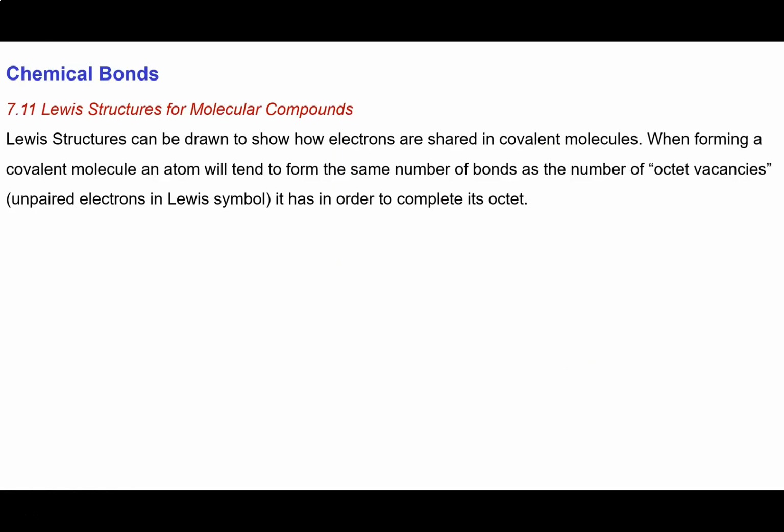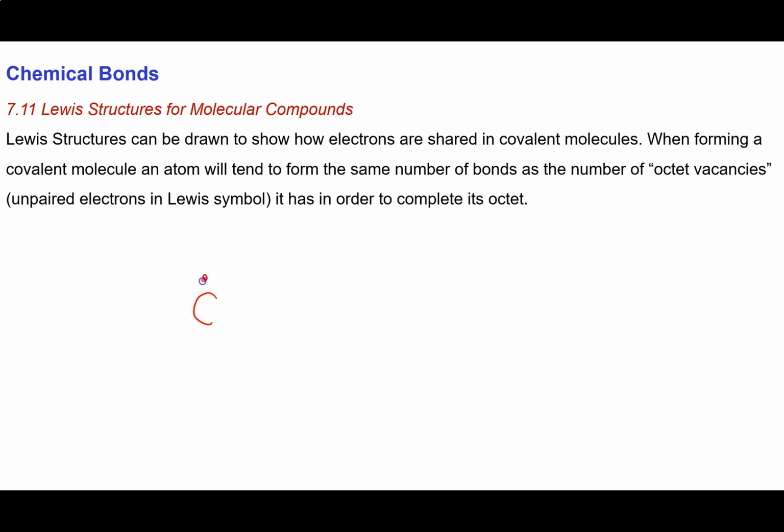So Lewis structures can be drawn to show how electrons are shared in covalent molecules. When forming a covalent molecule, an atom will tend to form the same number of bonds as the number of octet vacancies or unpaired electrons in its Lewis symbol. That's how it's going to complete its octet.